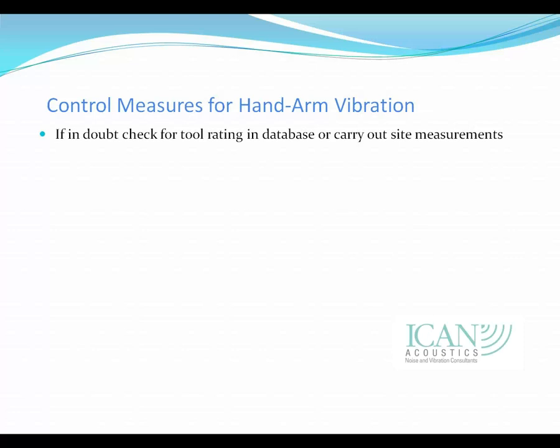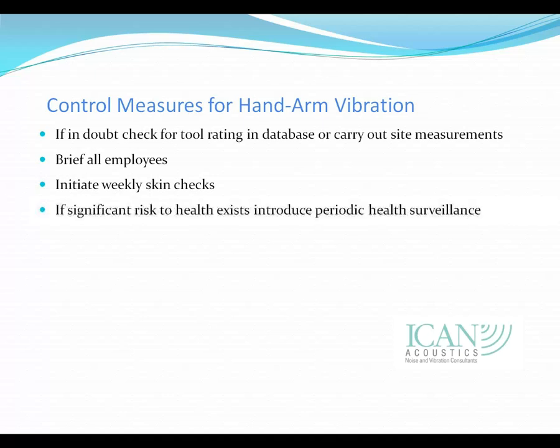The other thing is obviously to brief all employees on the risk and dangers associated with hand-arm vibration, which will be important. And it is also suggested in the guidance that you would initiate weekly skin checks. That is a detailed control measure. And again, as with any sort of health risks, it does recommend that you would introduce periodic health surveillance checks as well.